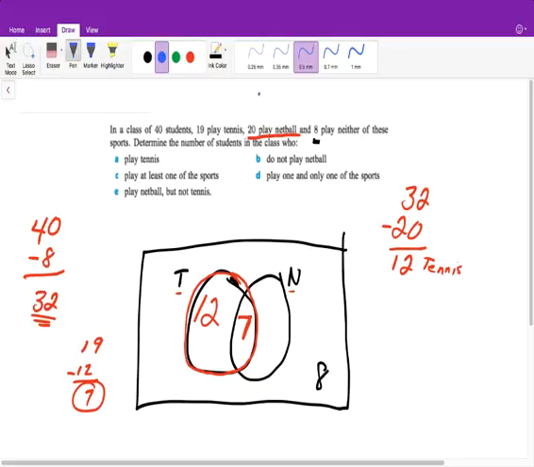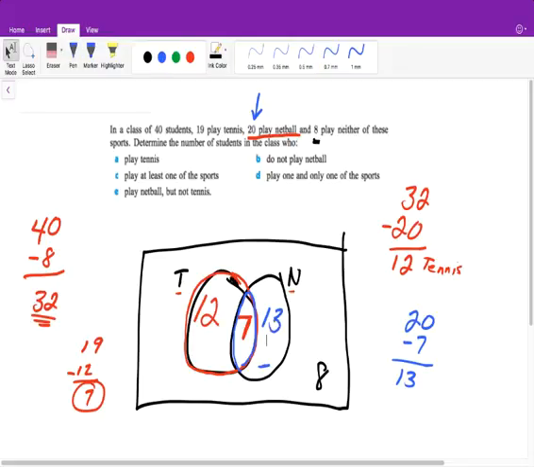So now we know that 20 people play netball. We've already figured out that 7 play netball and tennis. So if we want to figure out the remaining people that are in this section here, we will do 20 minus 7. So those 13 people must play netball.